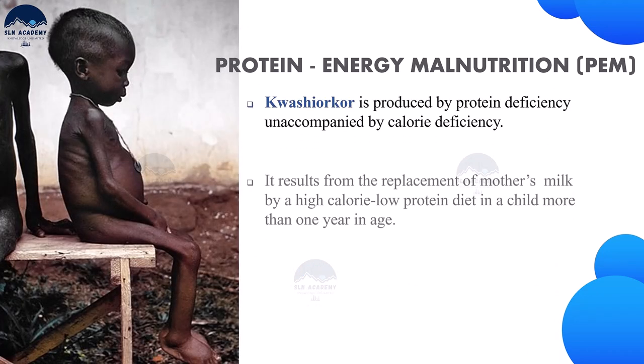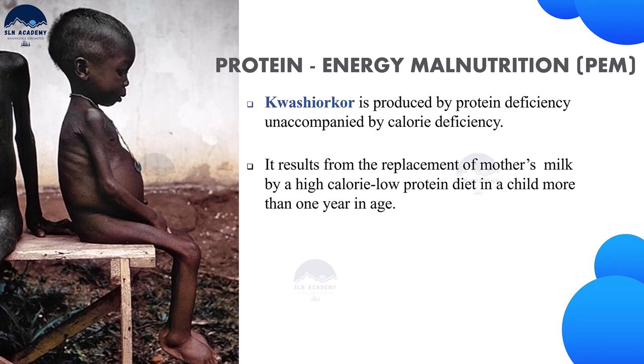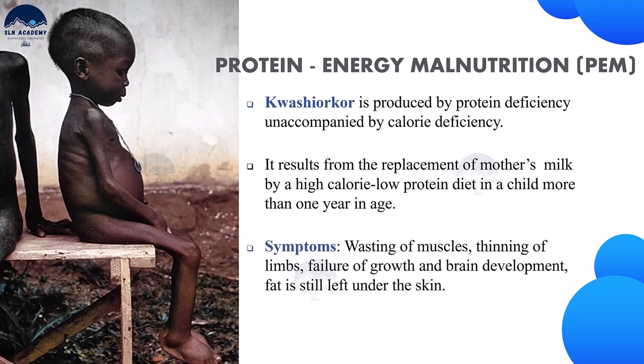Kwashiorkor is produced by protein deficiency unaccompanied by calorie deficiency. It results from the replacement of mother's milk by a high-calorie, low-protein diet in a child more than 1 year in age. Symptoms of kwashiorkor are wasting of muscles, thinning of limbs, failure of growth and brain development, and fat is still left under the skin.